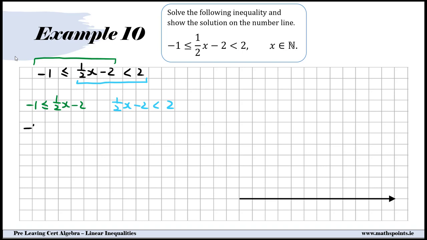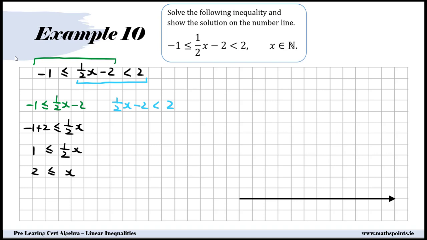So tackling the sum on the left first of all, I'm going to take the number terms on the left hand side. Minus 1 is already on the left, and I'm going to add a 2 to both sides to get rid of the minus 2 on the right hand side. Minus 1 plus 2 is 1, which is less than or equal to a half x. And then to solve for x, I'm going to multiply both sides by 2. So multiplying a half x by 2 gives me x, and then multiplying 1 by 2 gives me 2. So the first part of the solution of my problem is that x is going to be numbers that are bigger than or equal to 2.